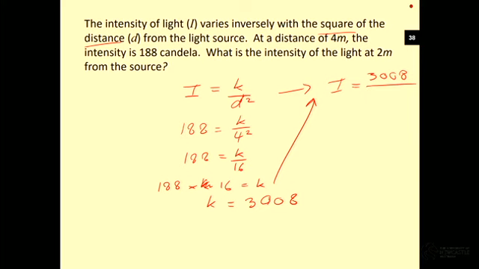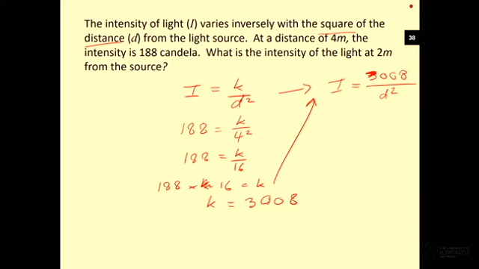For some reason, people then don't write the squared. It's still there. No one undid that. The original formula had it, D was squared, it still is. All we did was find the K. So just combine the two. So intensity is 3008 divided by D squared. You give me any distance in metres, I will spit out an intensity in candelas.